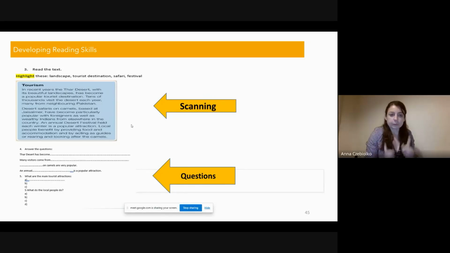Next, we put the same text into shorter chunks. So it's easier to focus on one concept at a time. So we've got a scanning activity, questions directed to the same text. Those questions don't refer to every single concept that was presented in that part, but just to this one, which refers to tourism.